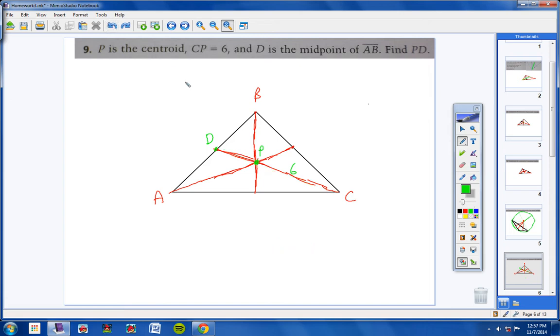Whenever you draw the centroid, this segment here will be twice as big as this segment here. Or you could say this segment here is twice as big as this segment here. Okay? The answer is 3. Okay, hopefully I didn't confuse you. Okay, number 10.